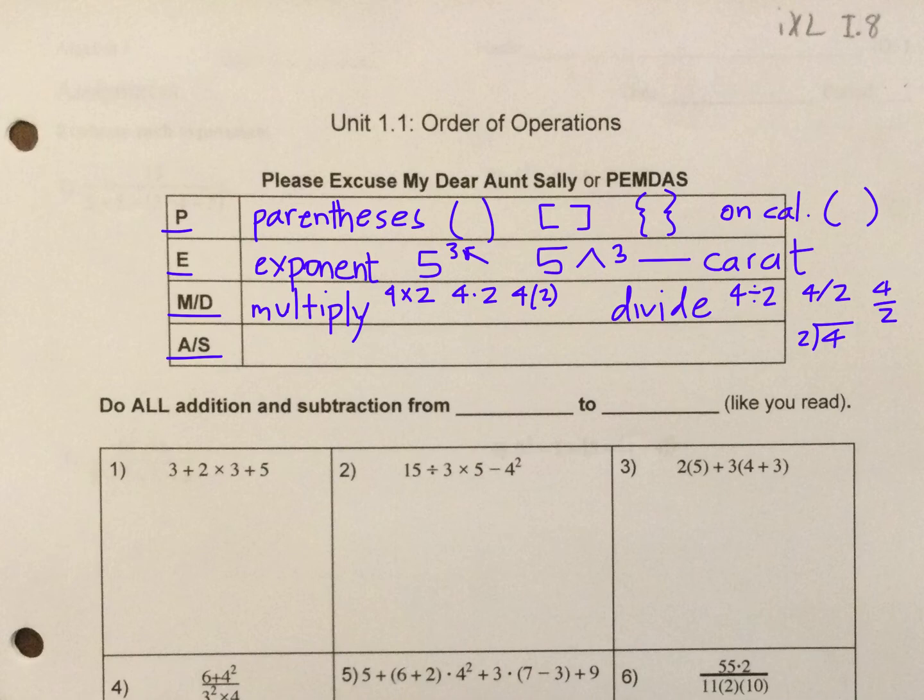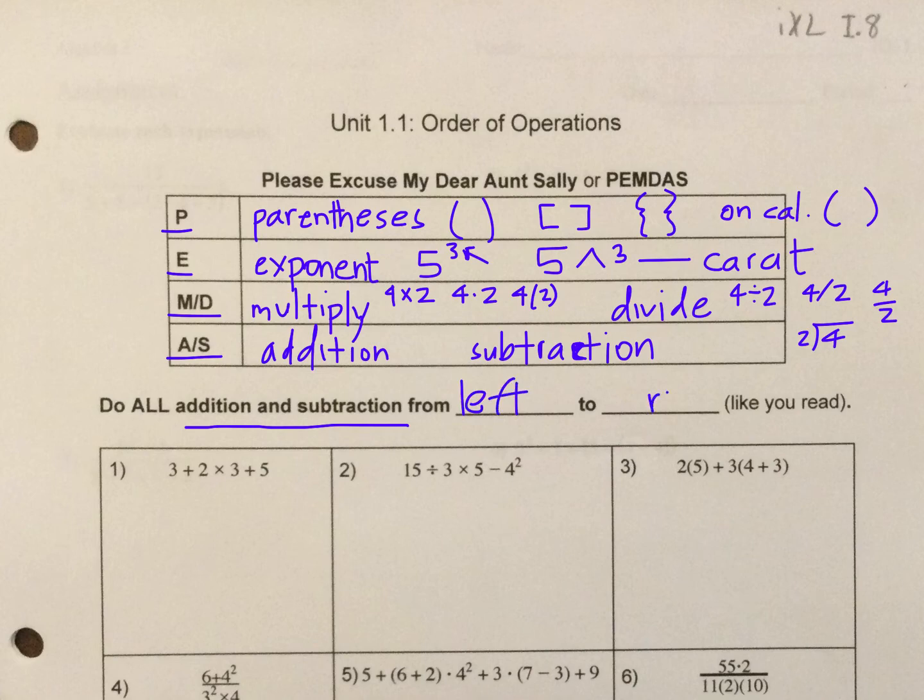The A and the S stand for add and subtract. Addition and subtraction. So, pause it, make sure you have all that written down before we go on. We do all addition and subtraction from left to right. So whatever order it's in, you just start on the left side and go across.